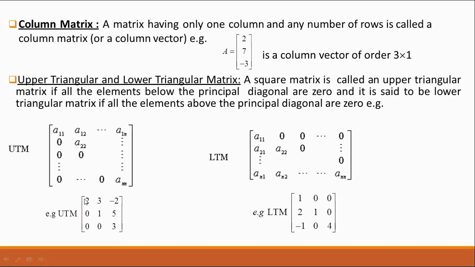For example, in this matrix, 2, 1, 3 lie on the principal diagonal. All the elements below this principal diagonal are 0, so this is an upper triangular matrix. Similarly, in this matrix 1, 1, 4 lie on the principal diagonal, and all the elements above this principal diagonal are 0, so this matrix is a lower triangular matrix.